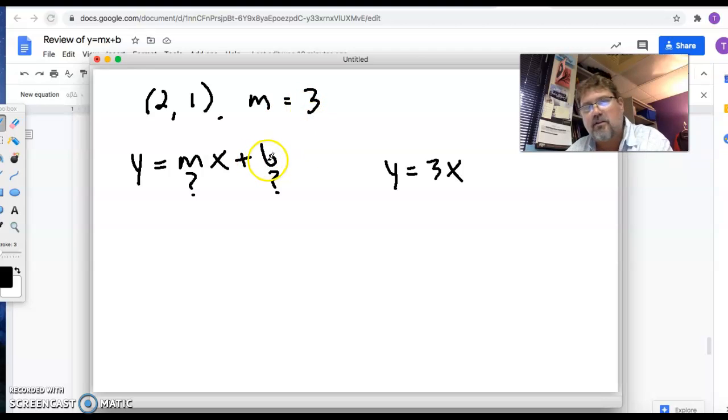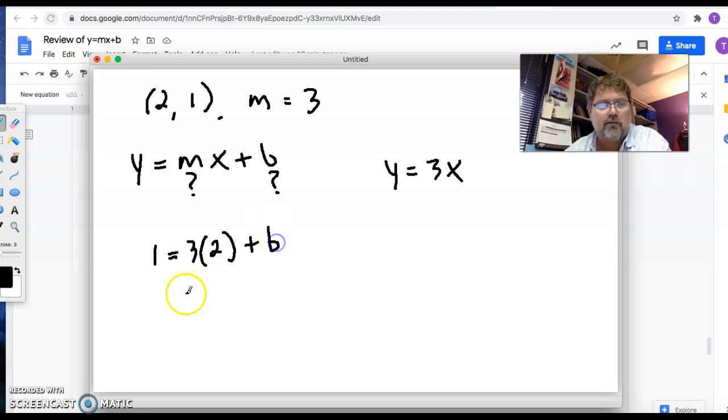And to find b, we have to use some substitution here. So what we can do is substitute x and y and m, and then find out what b has to be to make that equation work and make it true. Because remember, this equation has to go through this point, (2, 1). And for it to go through that point, that point has to satisfy the equation. So we're going to substitute it in. All right, so we're going to put in y equals mx plus b. So 1 equals 6 plus b.